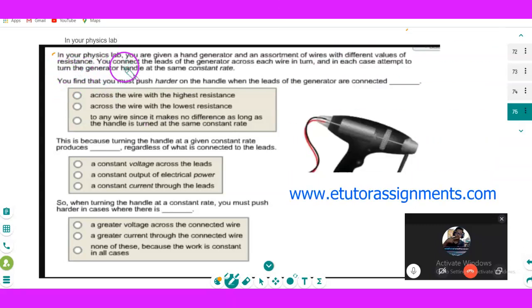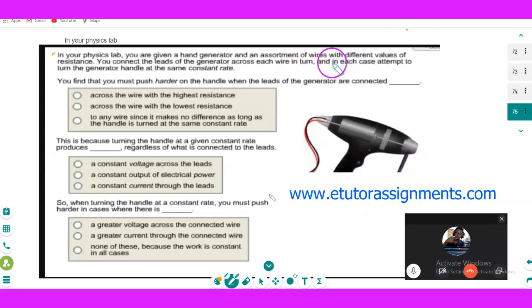In the physics lab, you are given a hand generator and an assortment of wires. What is the meaning of hand generator? A hand generator produces current by mechanical work, by the physical work you are doing.